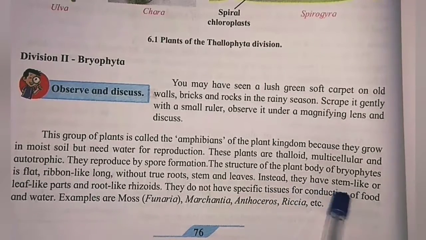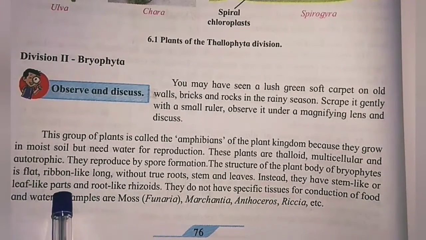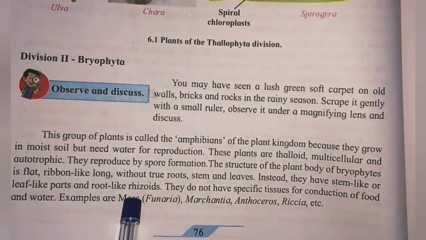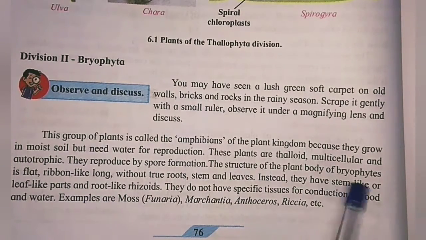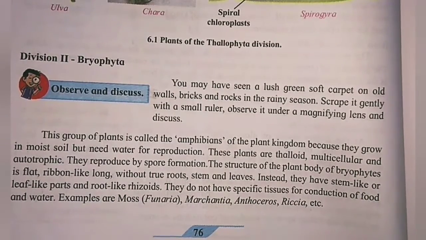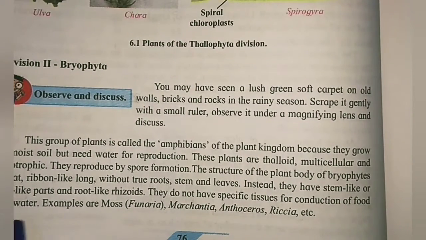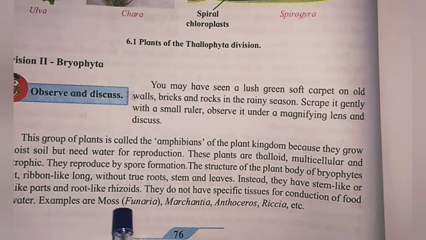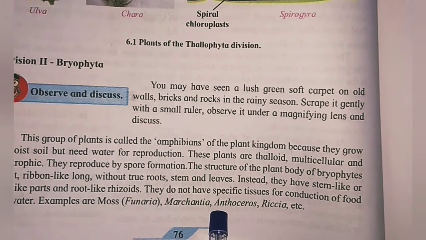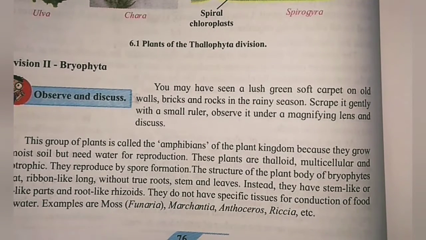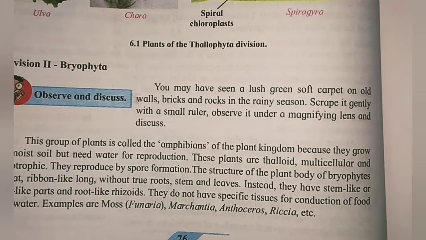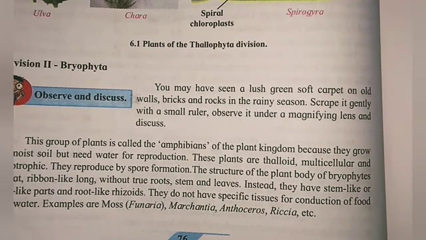Instead, they have stem-like or leaf-like parts and root-like rhizoids. They do not have specific tissue for conduction of food and water. So examples are moss, Funaria, Marchantia, Anthoceros, Riccia. These are the plants which are in the division second, Bryophyta. They are not in division first, that is Thallophyta.